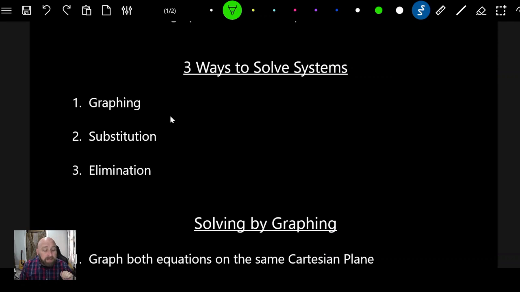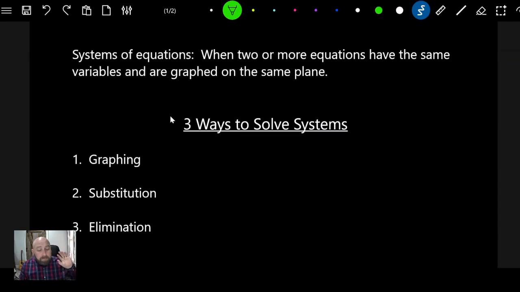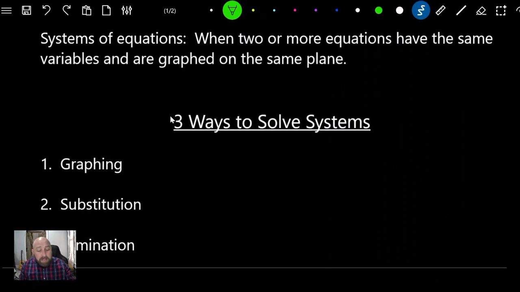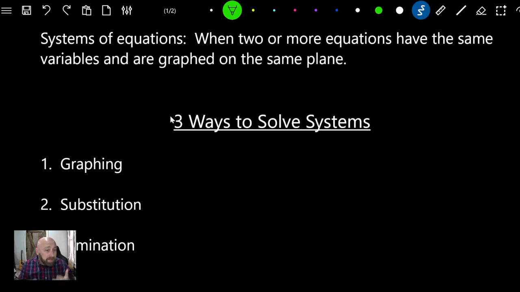But for right now, the concept is a system of equations is when two or more equations have the same variables and they're graphed on the same plane. What happens is typically, unless it's parallel, you get an intersection. You get it where it crosses.